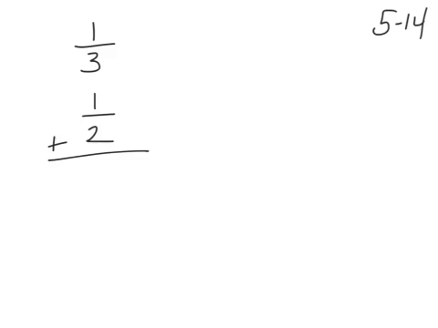To find a common denominator, you're going to take your larger denominator and list its count bys. So 3 times 1, 3 times 2, 3 times 3, 3 times 4, 3 times 5. Now there's two ways you can do this. You can say, all right, does 2 go into 3? Nope. Does 2 go into 6? Yes. And so you know 6 is your common denominator.